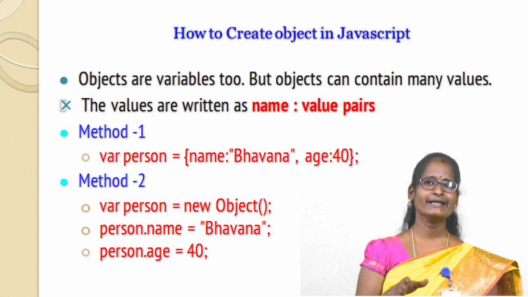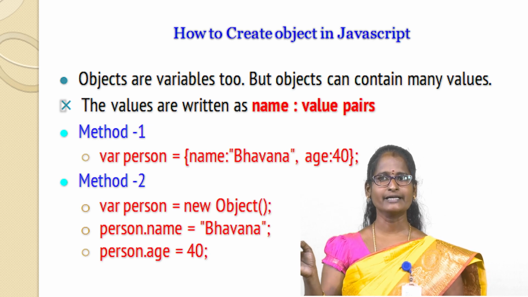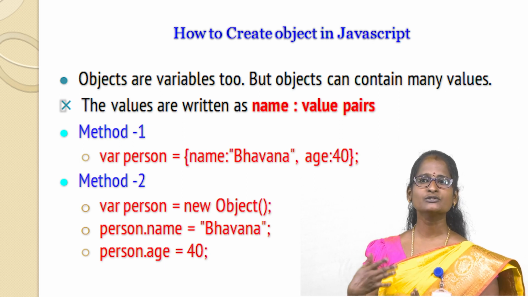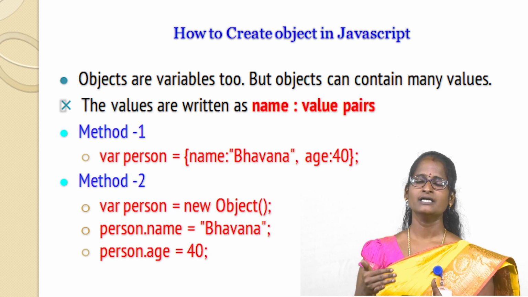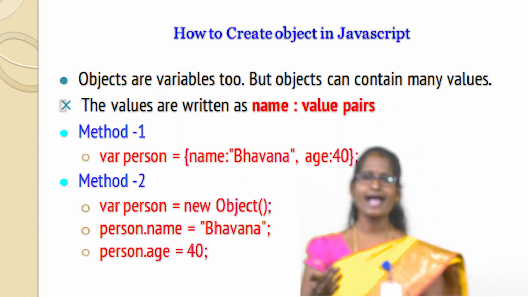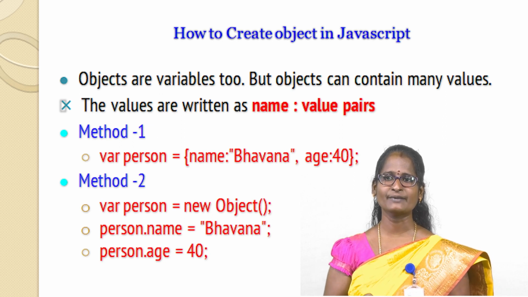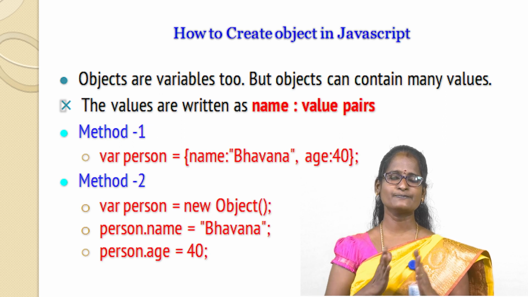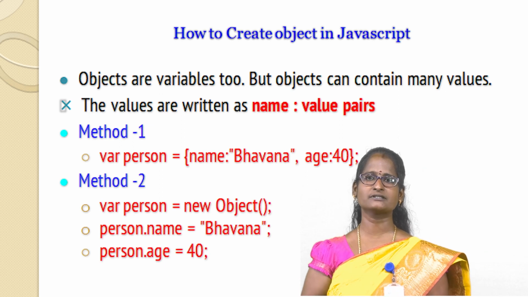Method 1: var person equal to name: Bhavana, age: 40. It is a key and value pair. Method 2: var person equal to new Object of person. person.name equal to Bhavana, person.age equal to 40. The second method, we can write the syntax in this way. How to read or access the properties of an object in JavaScript? The first method and the second method: objectName.property and objectName["property"]. For example, the first one is person.name, the second one is person.age. Include the methods in the examples.